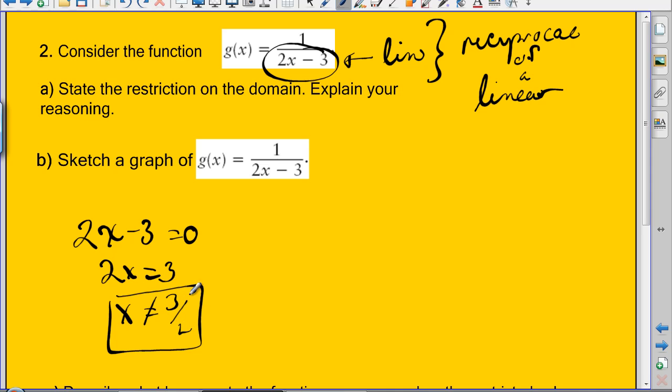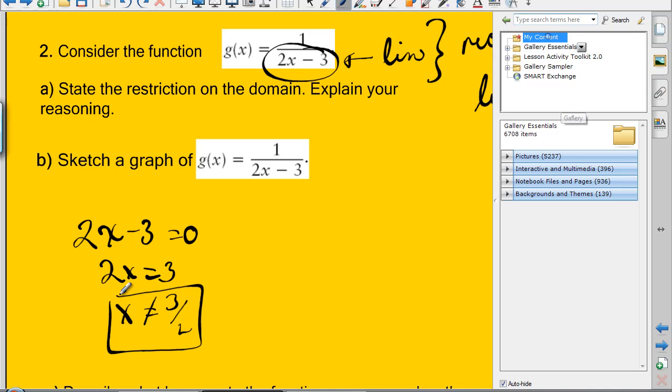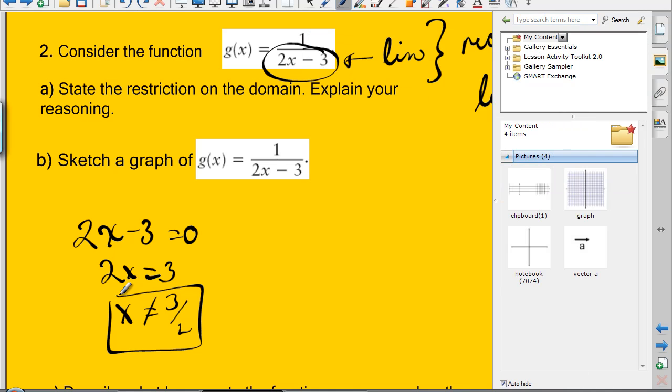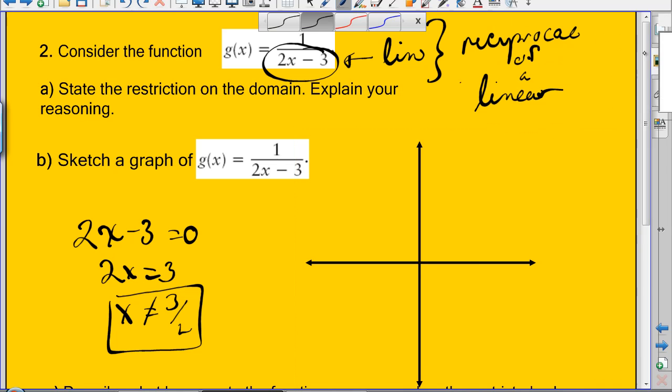Sketch the graph. Alright, so I'm going to do a quick sketch of the graph without having to do a table of values. And it's going to be a little bit rougher sketch, but that's all we want at this point, because we really want to focus in on the behavior.